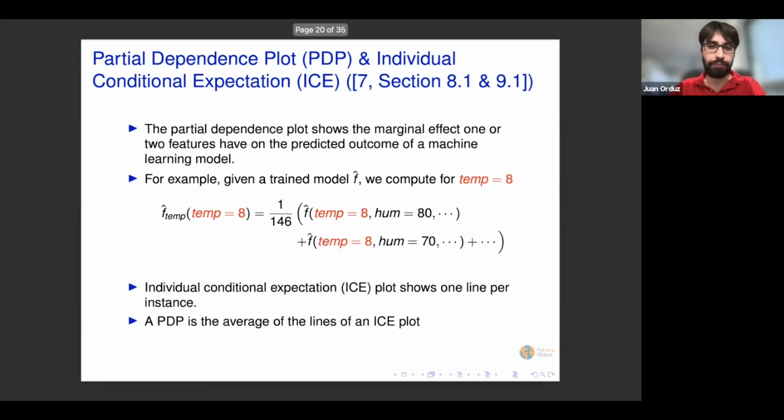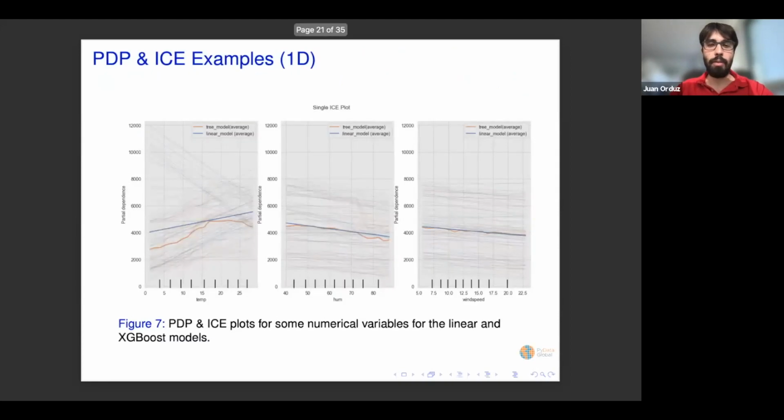Then we can do this for a grid of ranges of temperature of interest. I can do something similar, but instead of averaging over the whole data set, I can do this at data instance level. In this case, I will get what are called individual conditional expectation curves. As a side remark, if I take the average of this ICE plot, I should get the PDP plot. So let us take a look at how this looks for this specific use case. In these three plots, I show the partial dependency plots for three features: temperature, humidity, and wind speed.